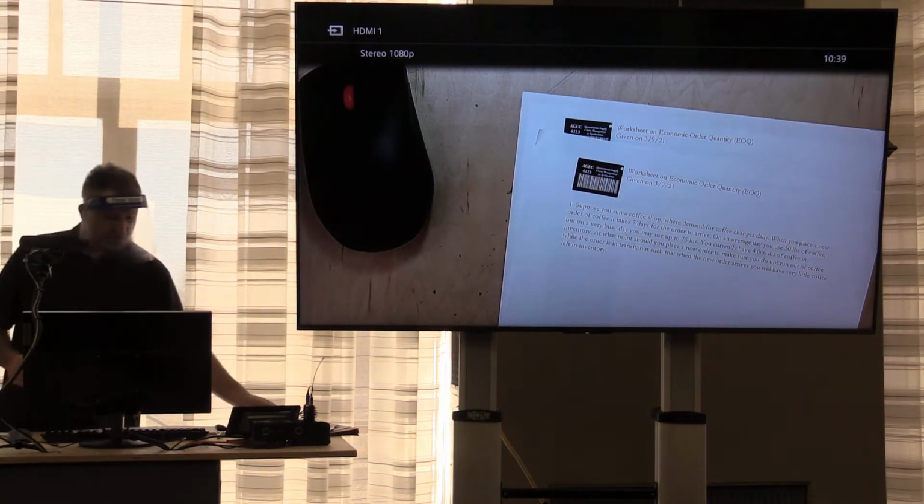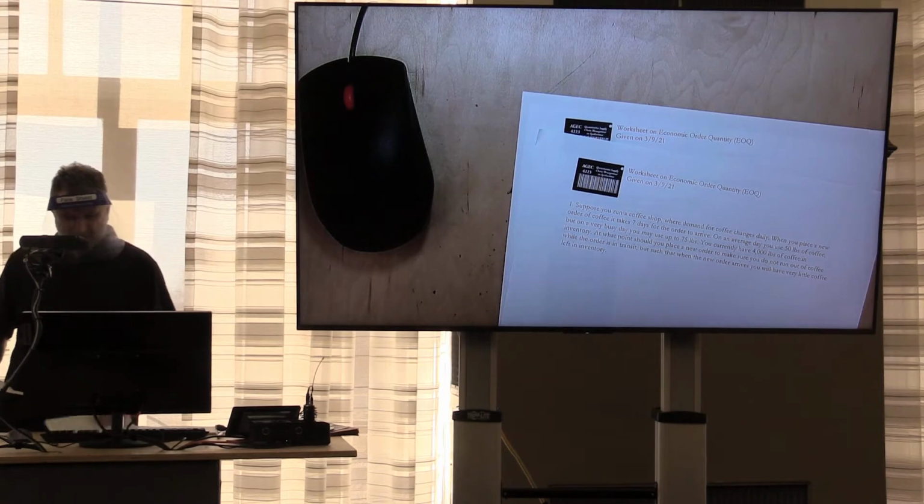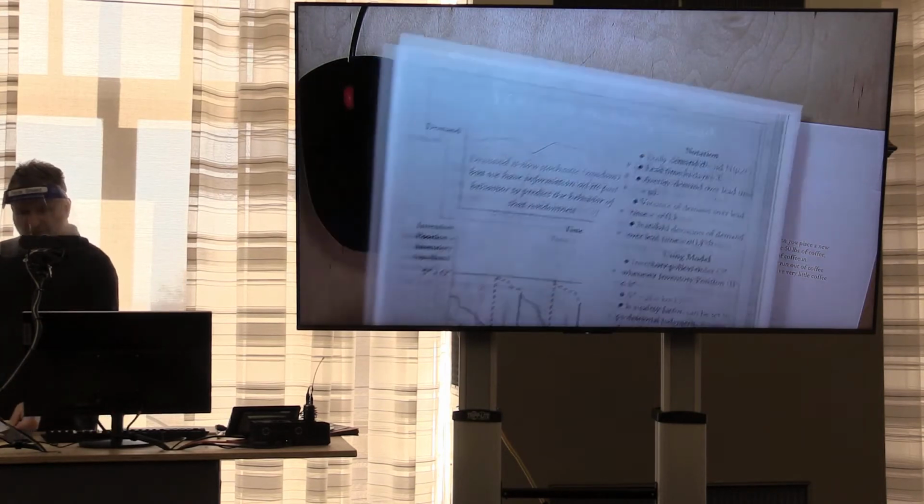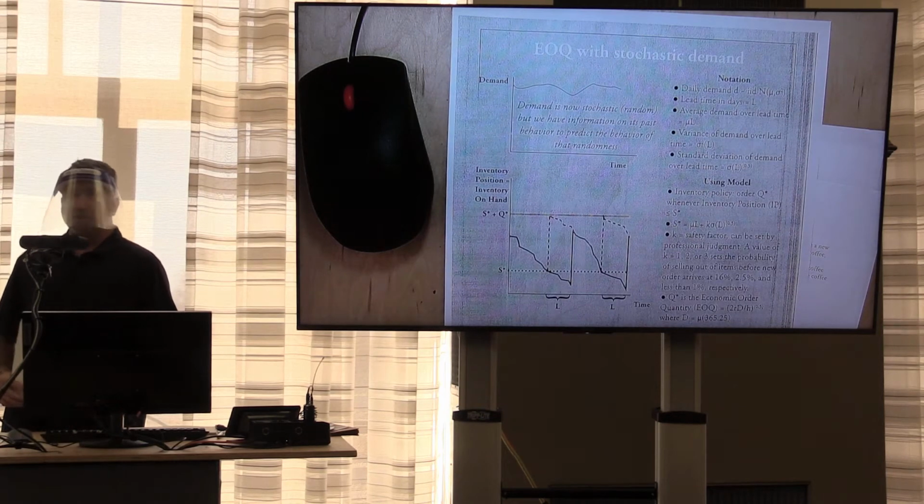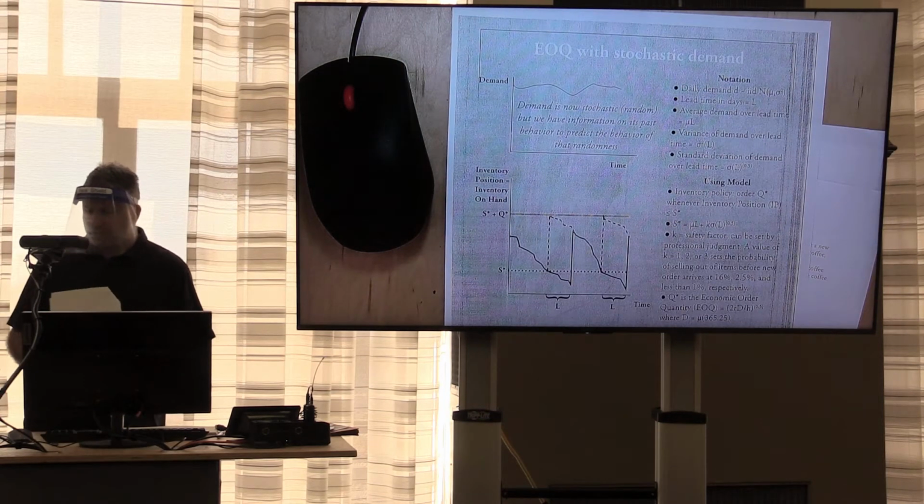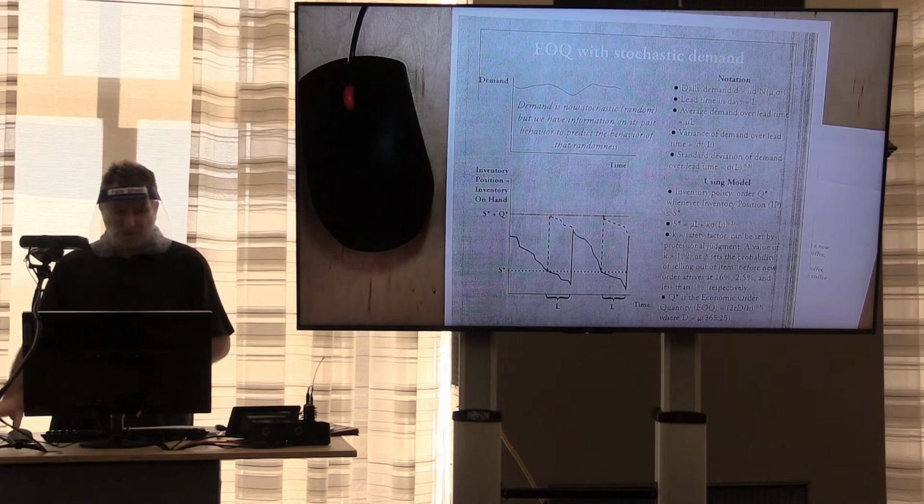There's two things we're going to be working on today. Every now and then I'm going to be putting a handout up: Economic order quantity with stochastic demand. That's the one I handed out earlier, also available in Chapter 9.